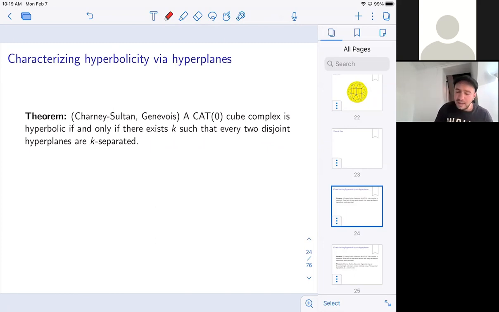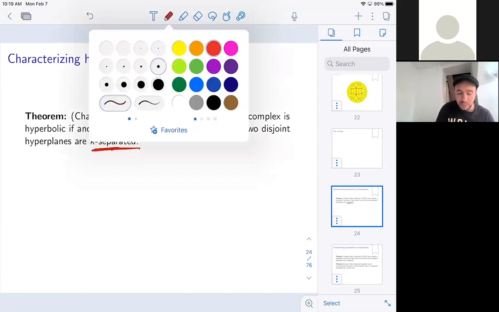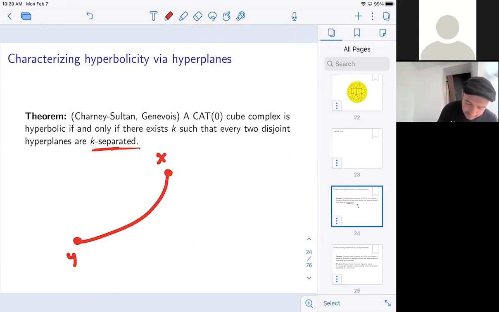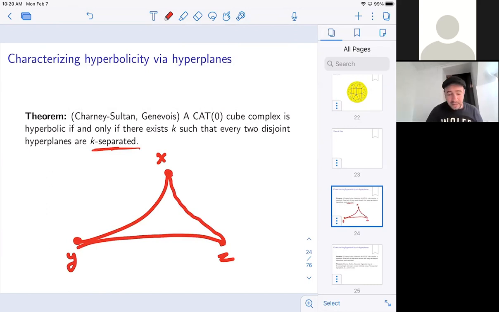So suppose you have a cube complex and you know that any pair of hyperplanes are k-separated, and you would like to show that your CAT(0) cube complex is hyperbolic. Well, how do we show that the cube complex is hyperbolic? You take a triangle, x, y, z, perhaps. And then if you want to show it's hyperbolic, you have to show that this side lives in the union of the other 2, right? That's what we have to show. You have to show it for every side, but without loss of generality, let's show that this side here lives in the other two.